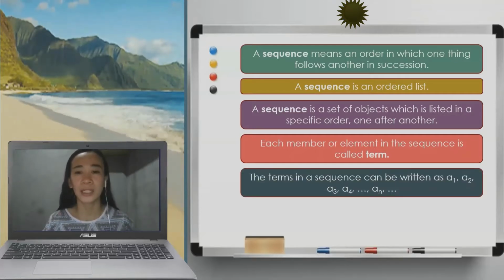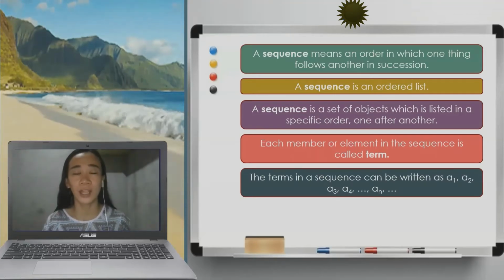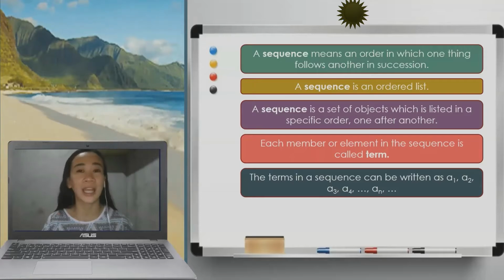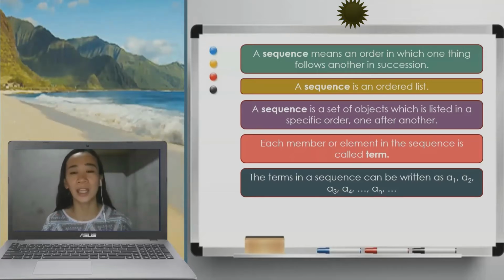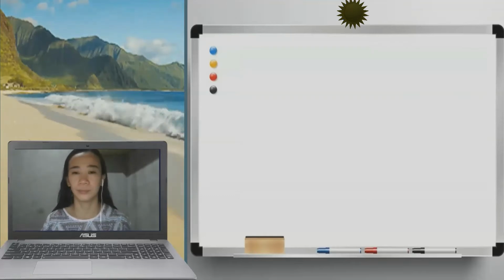The terms in a sequence can be written as A1, A2, A3, A4, and so on up to An, and so on. So for our first example, the triangle is the A1. The square is the A2, the pentagon is A3, and the hexagon is A4, and so on up to infinity.